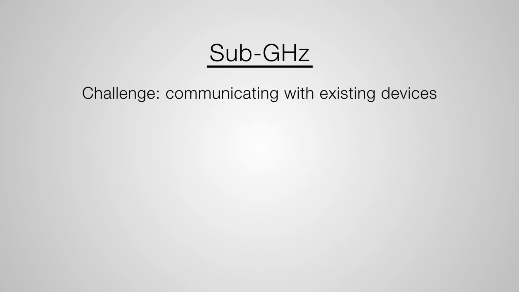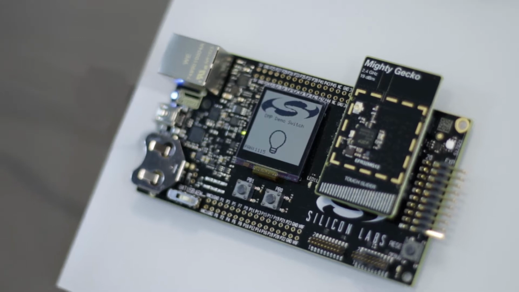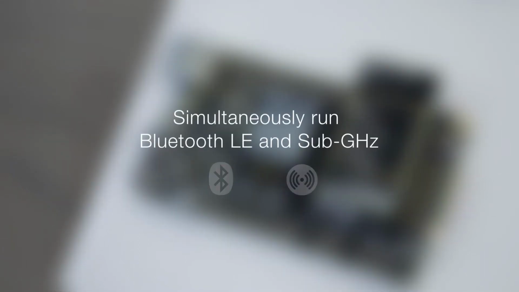One challenge with sub-gigahertz wireless IoT products is communicating directly with existing mobile devices like smartphones and tablets. Silicon Labs offers a complete hardware and software solution via the Wireless Gecko SoCs that can simultaneously run both Bluetooth Low Energy and sub-gigahertz protocols in a single chip.